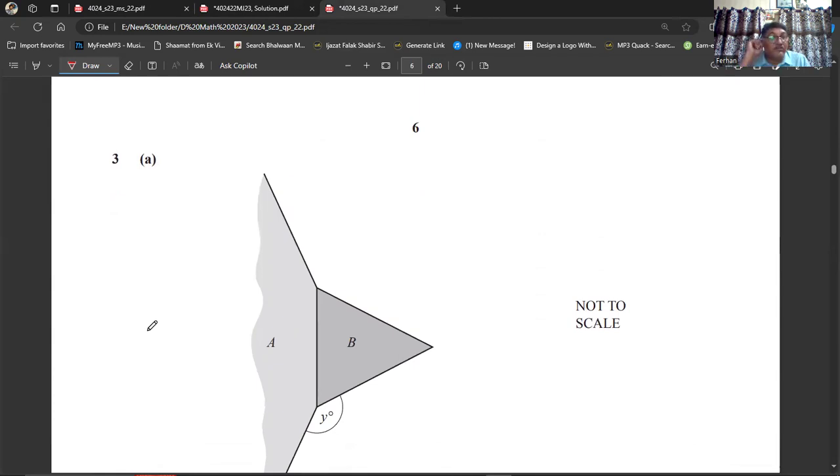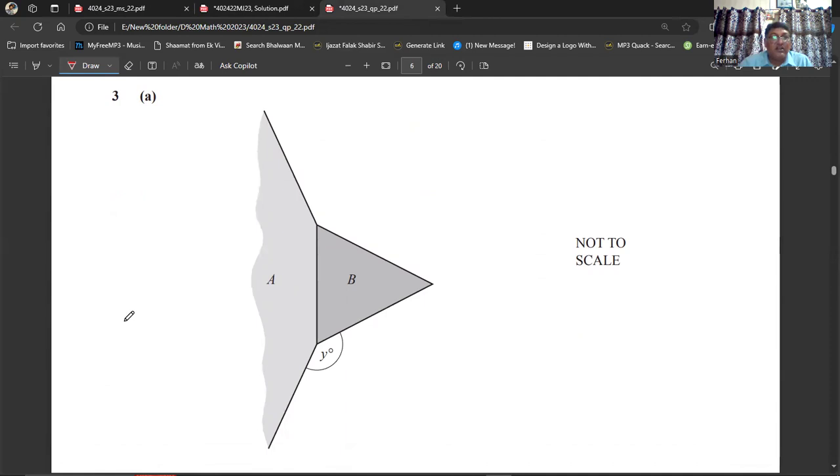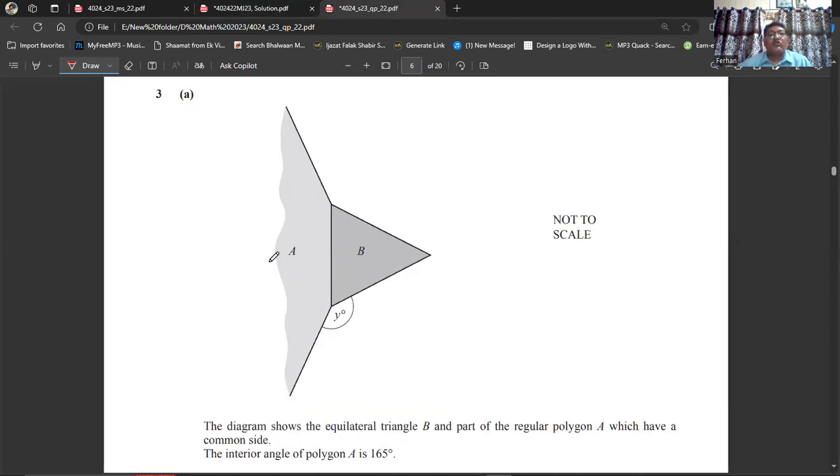The next question is question number 3. This question number 3 is A part. Here we have a diagram which is not to the scale. So here we have an equilateral triangle. We will start reading the statement. So the diagram shows the equilateral triangle B and the part of the regular polygon A, which have a common side. The interior angle of the polygon A is 165. So this angle here, this is the interior angle of that polygon. That is 165.